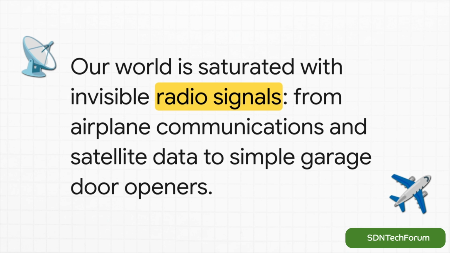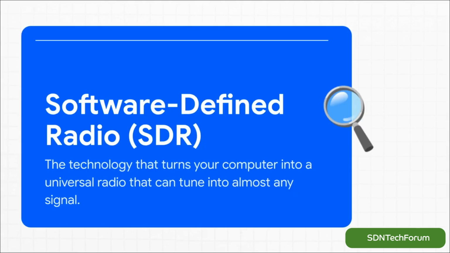Well, until now. The key that unlocks all of this is a technology called software-defined radio, or SDR. Now, forget those old radios with clunky dials that could only get a few stations. SDR turns your computer into an unbelievably powerful, universal radio that can listen to almost anything out there. Seriously, it's like having 1,000 radios all packed into one.